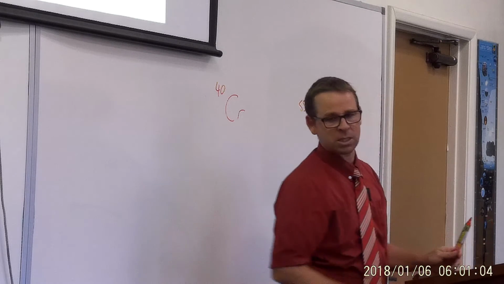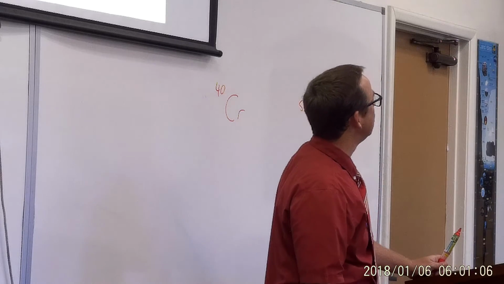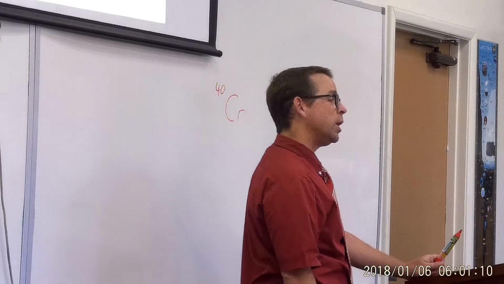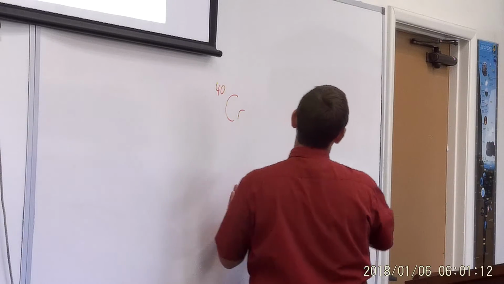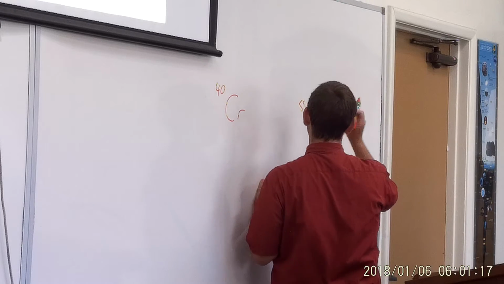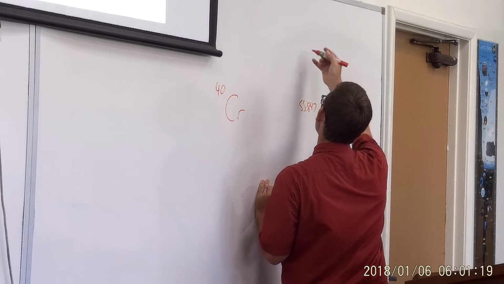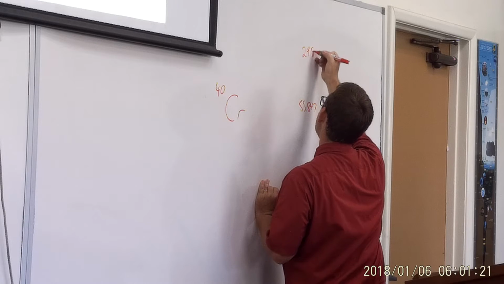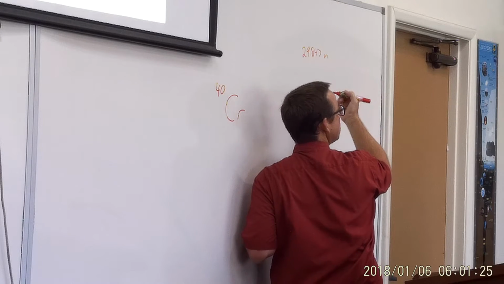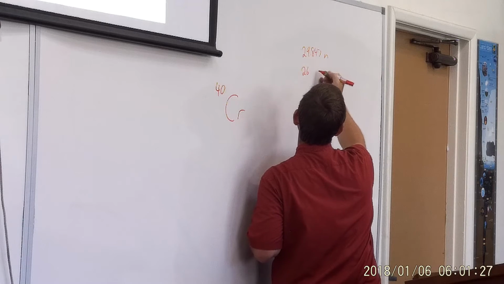$55.8 minus 26. What did we get? 29.847. So there's 29.847 neutrons. And how many protons? 26 protons.